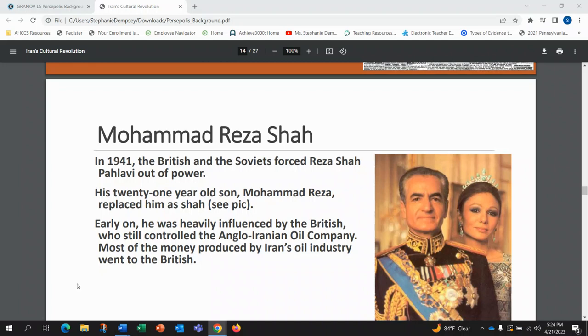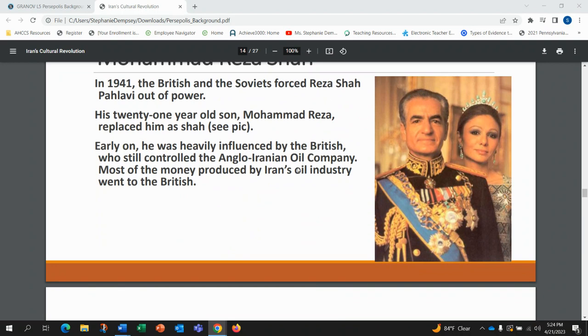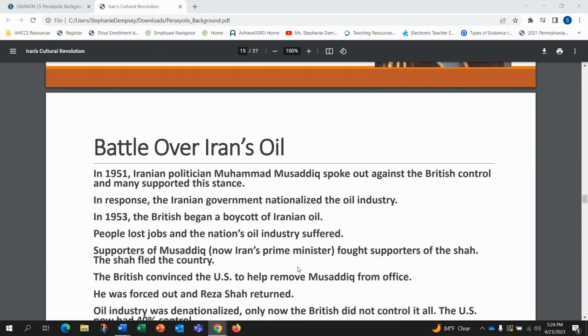Mohammad Reza Shah. In 1941, the British and the Soviets forced Reza Shah out of power. His 21-year-old son, Mohammad Reza, replaced him as Shah. You can see the picture here. Early on, he was heavily influenced by the British, who still controlled the Anglo-Iranian Oil Company. Most of the money produced by Iran's oil industry went to the British.